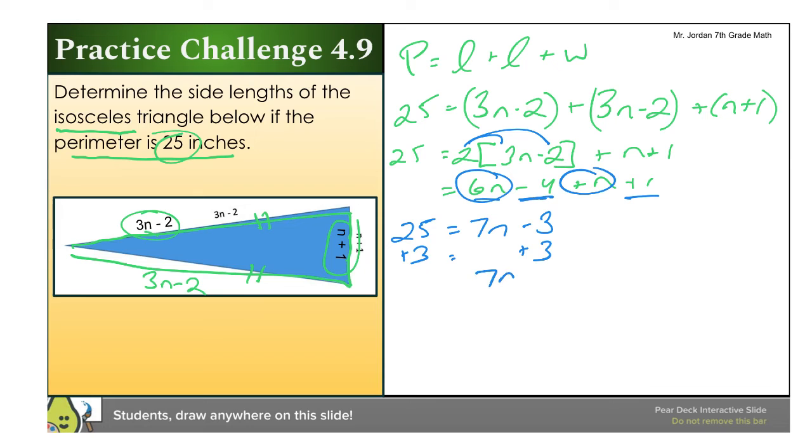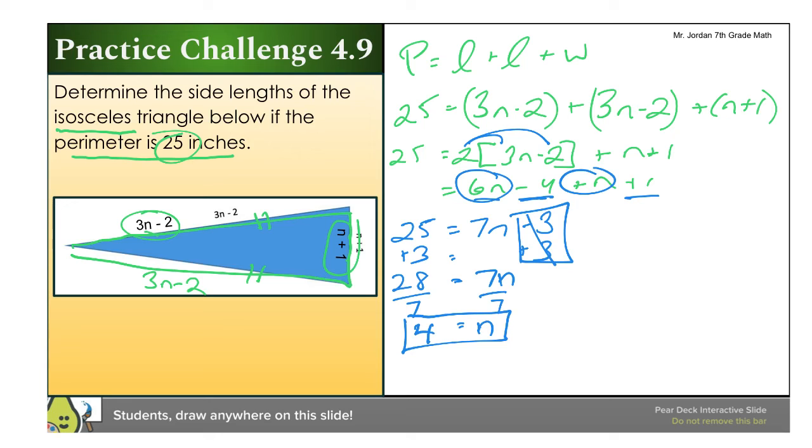So I'm going to have 7n over here. The minus 3 and the plus 3 cross out. And I have 28. Now I need just one n, so I divide by 7, divide by 7, and n, 28 divided by 7 is 4, 7, 14, 21, 28. So I have found the value of n.